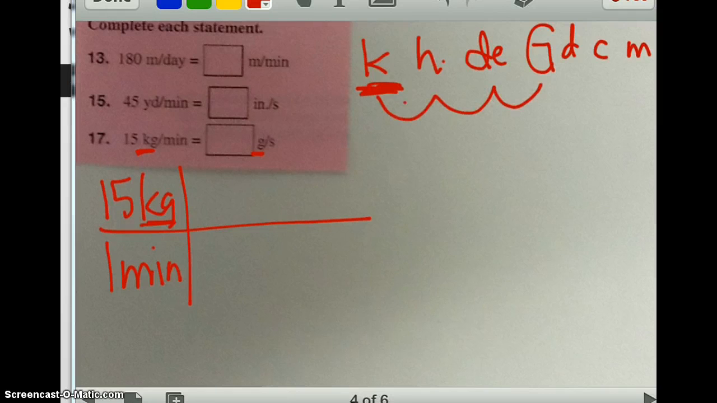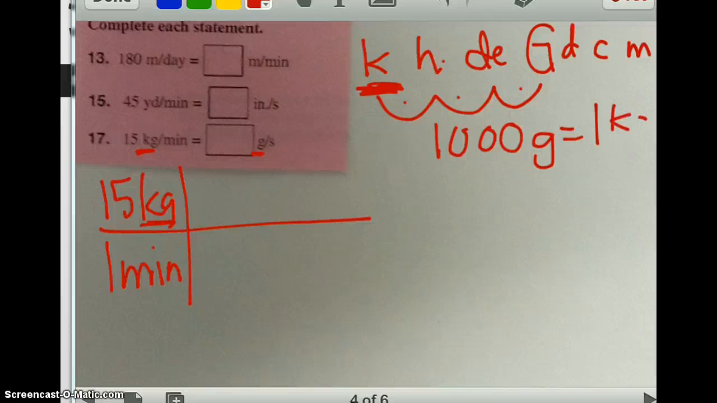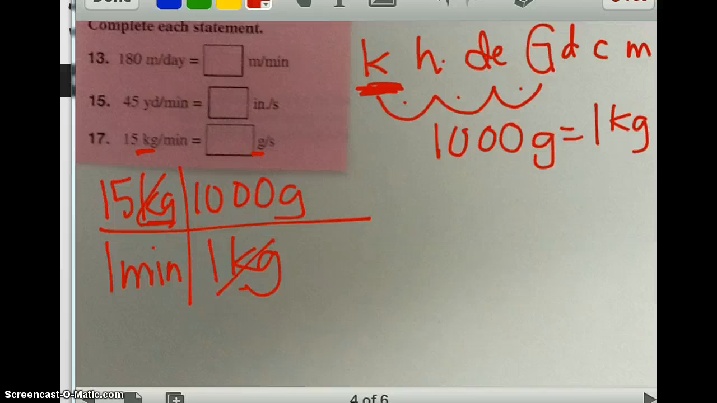So times 10, 100, 1,000. There are 1,000 grams in 1 kilogram. So when I multiply by 1,000, you can do that in your calculator, or you could just move over your decimal point. So here's what I see. 1 kilogram equals 1,000 grams. Look, kilograms cancel out. That's my whole point. That's how I see that I multiply. You might have seen it right away: hey, I just multiply. And so I get 15,000 grams.